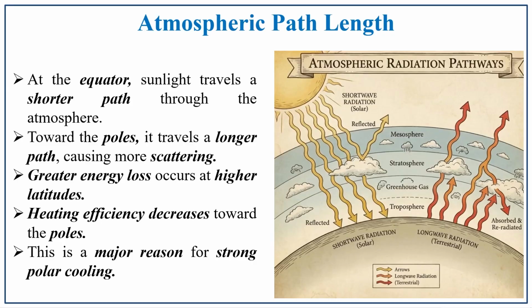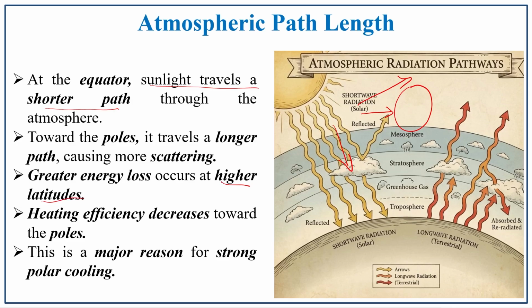The atmospheric path length. What is meant by atmospheric path length? At the equator, the sunlight travels a shorter path. So, here in the atmosphere, it is a very short path. It travels a short path, and in the polar region, it travels a long path. So, on the earth, this is short compared to this one. This is explained here, and greater energy loss occurs in the higher latitudes, that is, in the polar region.